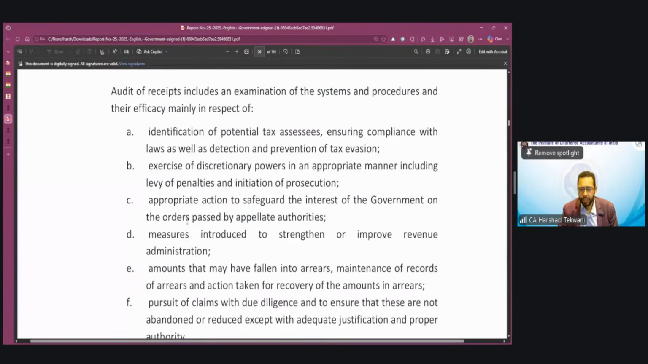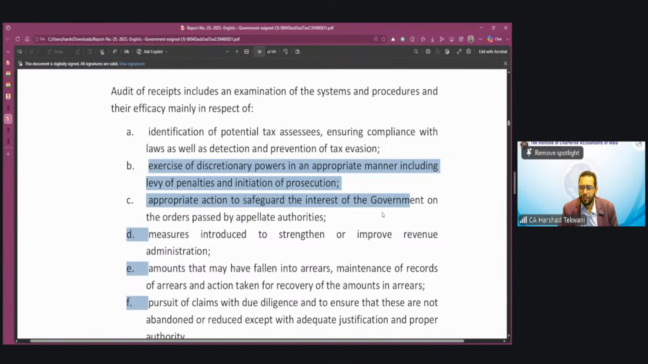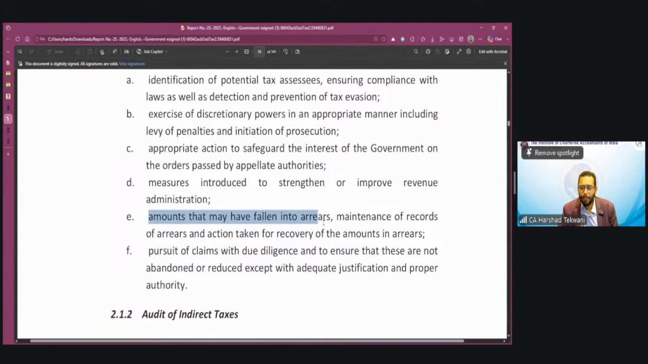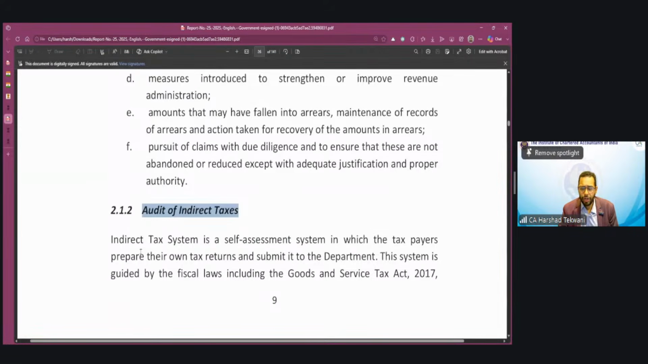And what are these aspects? Identification of potential tax assessees, ensuring compliance with the laws, exercise of discretionary power, appropriate action to the safeguard of interest of the government, measures introduced to strengthen or improve revenue administration, amount that may have fallen into the arrears, and action taken for the recovery and the pursuit of the claims. This is audit of indirect tax systems.